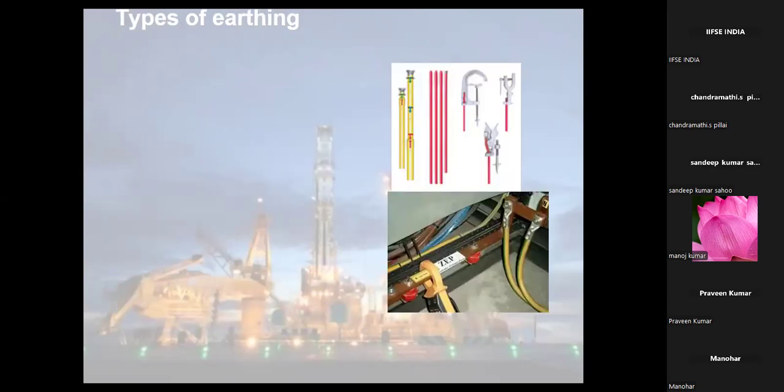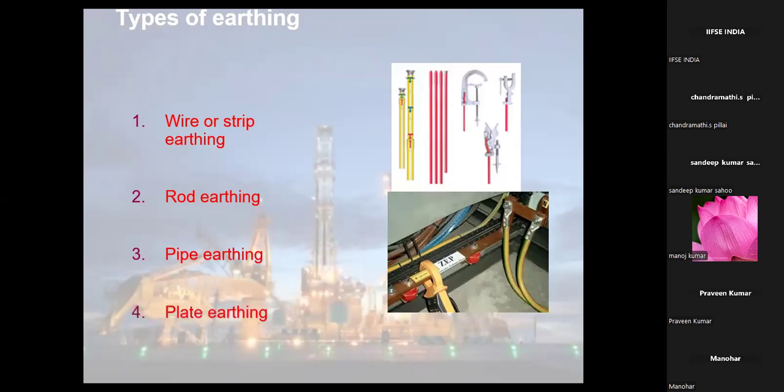Now we'll see the types of earthing systems that are there. Wire or strip earthing. Most of our houses you have seen that. Rod type of earthing. This also you have seen. Pipe earthing. Rod earthing we go for welding machines and other things. Then plate earthing. Plate earthing you can see in this diagram, in the photo there.